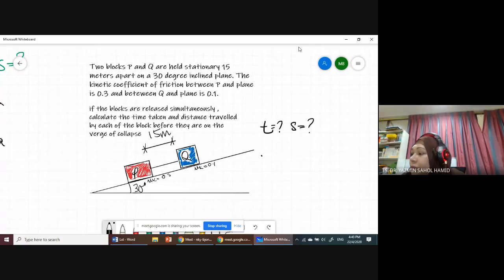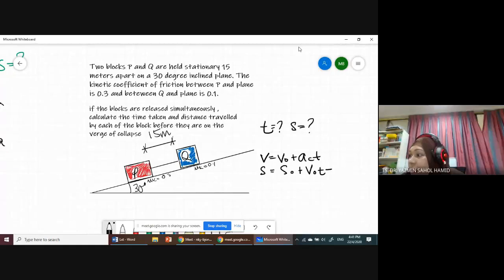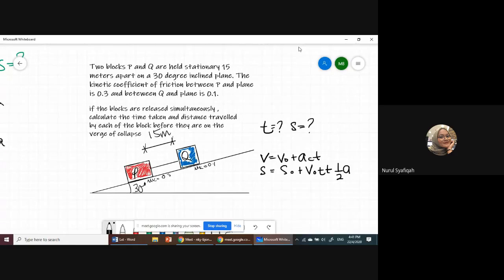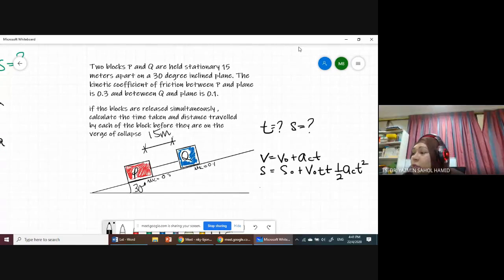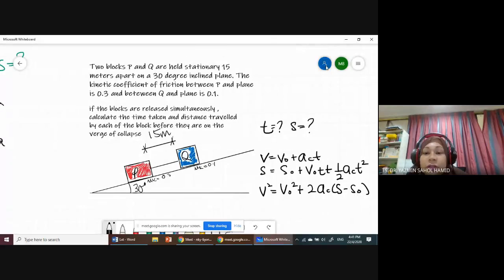What is it? V equals V naught plus at. And then S equals S naught plus V naught t plus 1/2 at squared. One more: V squared equals V naught squared plus 2a times the bracket S minus S naught. Okay, good. So you have these three equations.